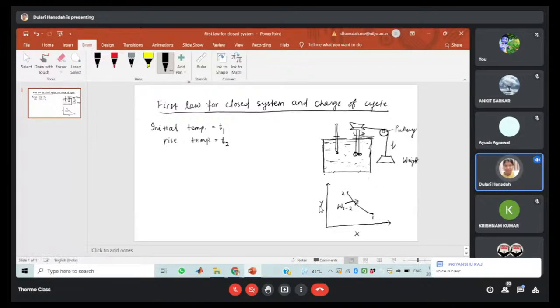So suppose I am removing this insulation, then the temperature will again come back to its original temperature, that is your T1. But there is the heat transfer. So heat transfer means your system will come from state 1 to state 2. So in this case, your temperature T2 will be equal to T1.